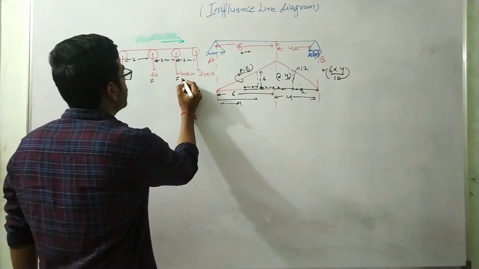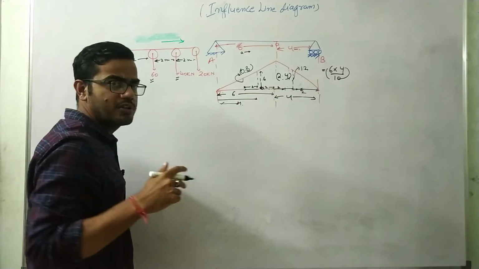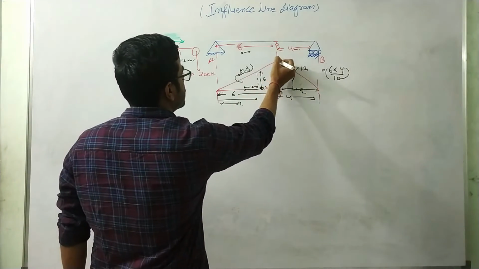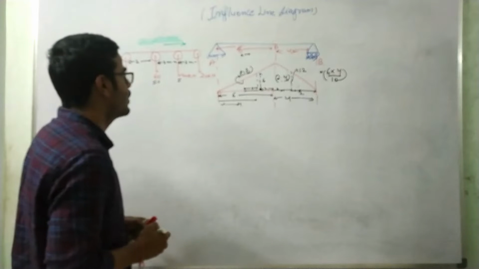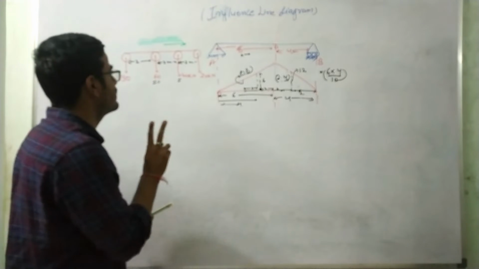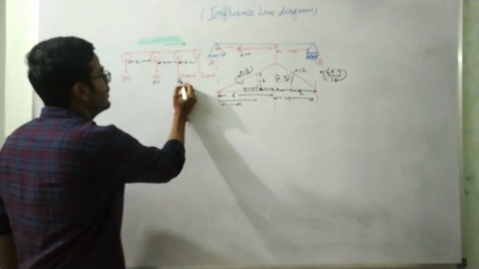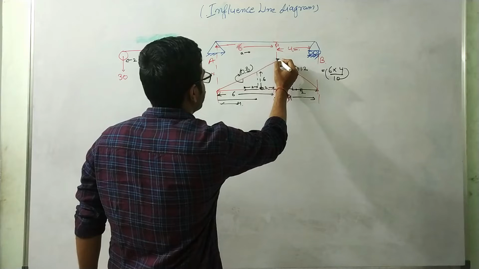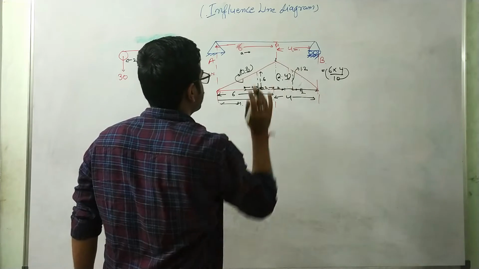At first, we'll keep the 40 kilonewton load at this position, and then we'll see how much bending moment we are getting. Then we'll keep this 60 kilonewton at this location, and we'll see what bending moment value we are getting, because these two are the only critical cases. Why? Because these are the heaviest loads. So at point P, if we want maximum moment, we need to have some maximum loads.